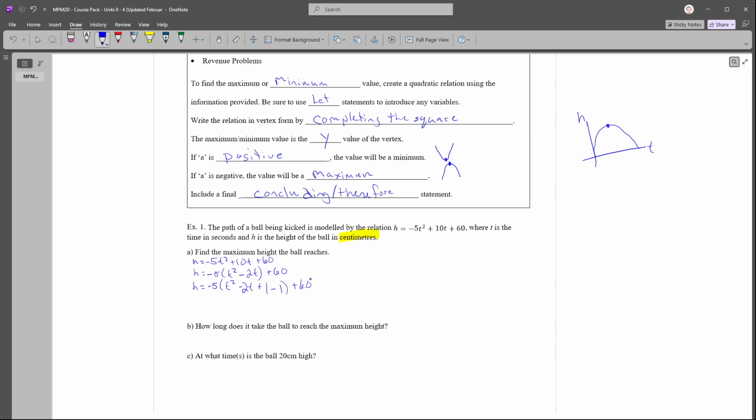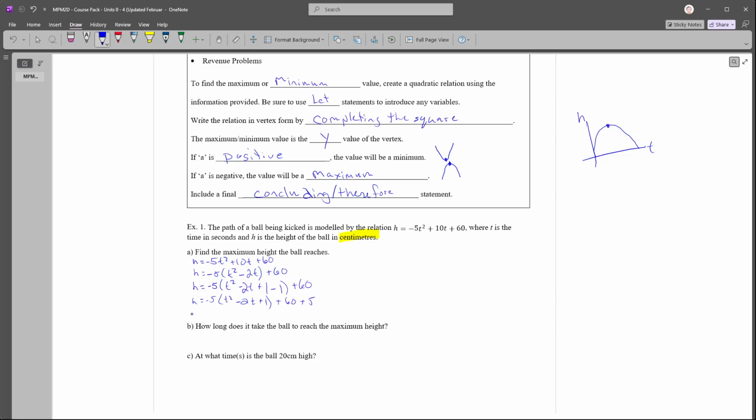Now we want to bring this negative 1 outside. So in order to do that, we have to multiply it by the a term. Otherwise, the math breaks. So inside we have negative 5 still, t squared minus 2t plus 1. That's the end of our bracket there. And then on the outside we have plus 60. Now it's minus 1 times minus 5, so that'd be plus 5.